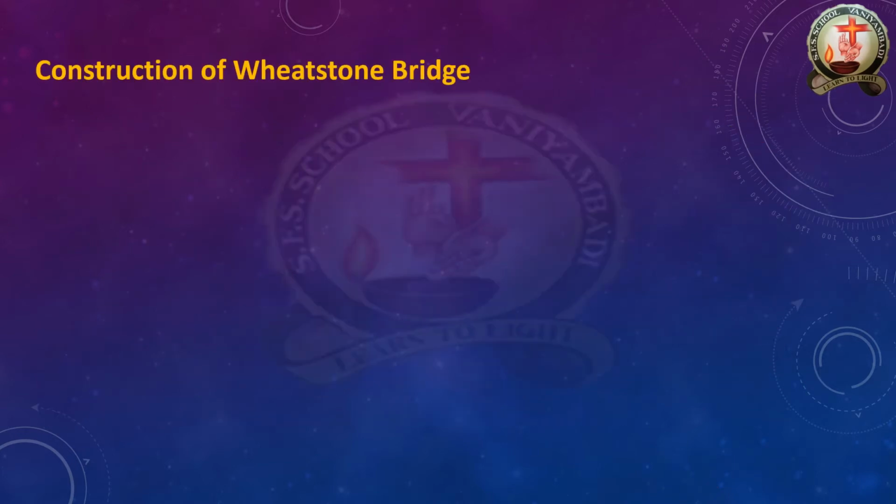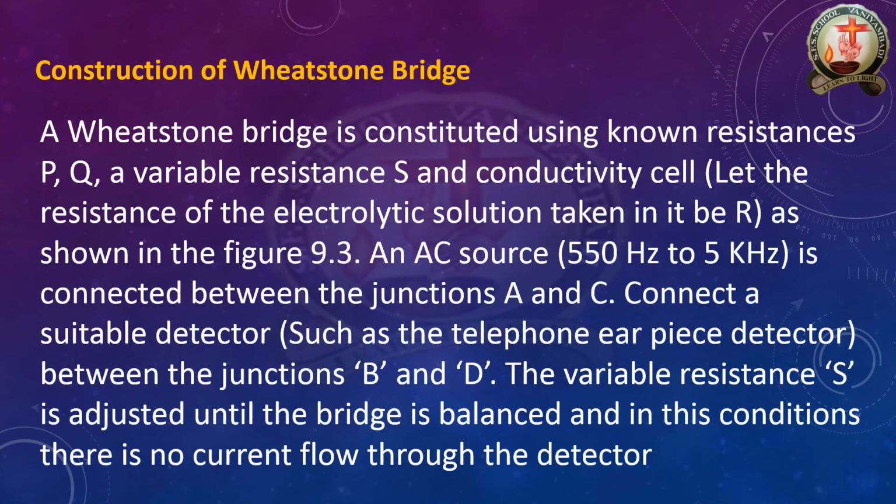Then the working and construction of the Wheatstone bridge. The Wheatstone bridge is constructed with four variables: P, Q, R, S, and the conductivity cell. Let the resistance of the electrolytic solution be taken as R. As shown in figure 9.3, there is also the AC source. How much current will be supplied to the cell? 550 Hz to 5 kilohertz.